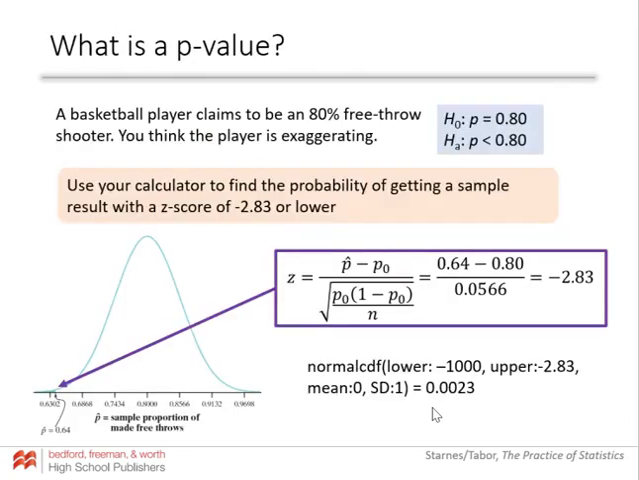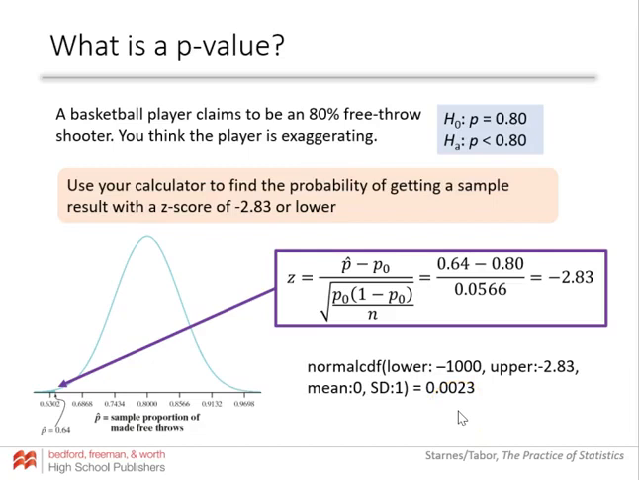Okay, and so then we would take that z-score and put it in that normal CDF in our calculator. The lower limit is just a really big negative number. The upper limit, because we're looking for 0.64 or lower, would be the z-score that we found. The mean is 0 and the standard deviation is 1, and that gives me 0.0023. That is the p-value, okay?